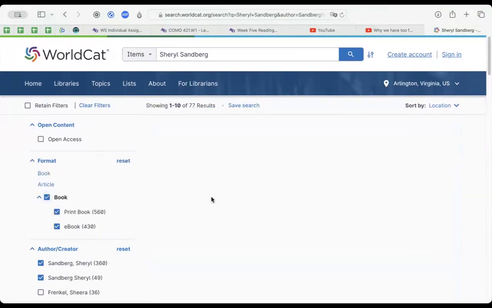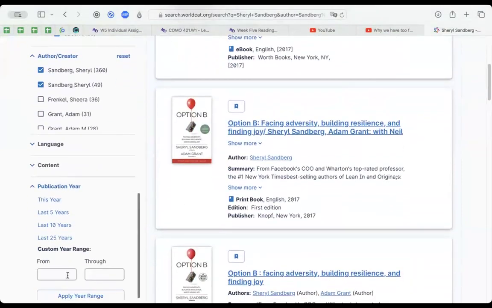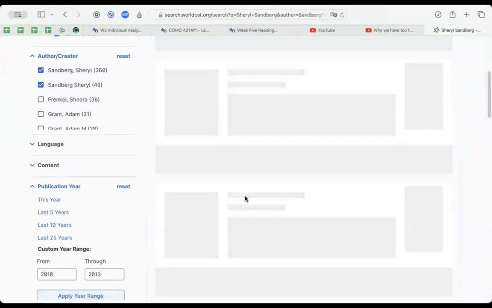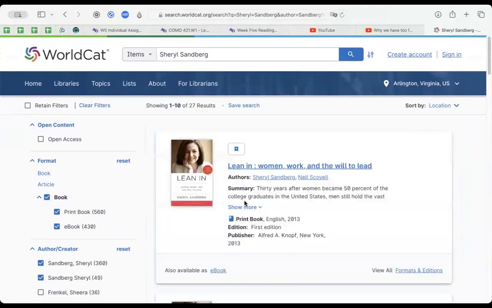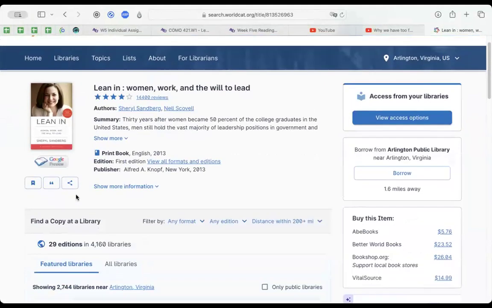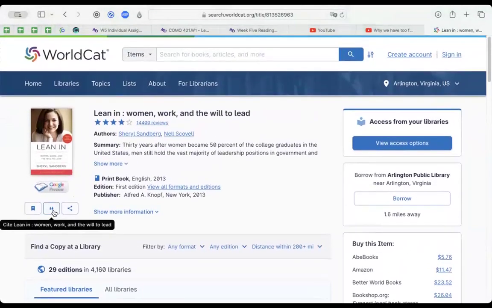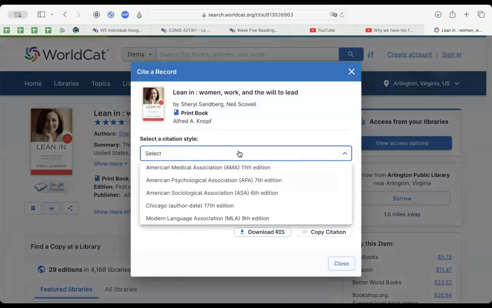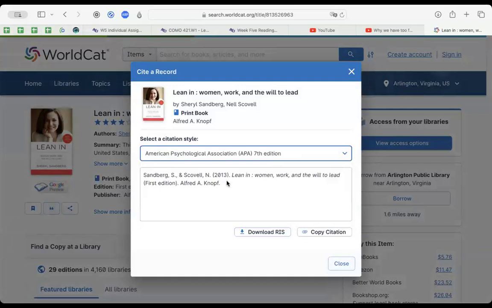So I'm going to narrow things down here. I can even limit the publication year. So we're looking at whatever she wrote after that video came out, up to the point where we know the book came out, and we see, oh, yes, here's the book, the classic first edition. So if this is the one that you were consulting and you wanted to reference and cite here, we can go to WorldCat and save ourselves a little time by using this cite button. And we set that to APA 7th edition, and we get this, and we can go ahead and copy that and head back to Word.